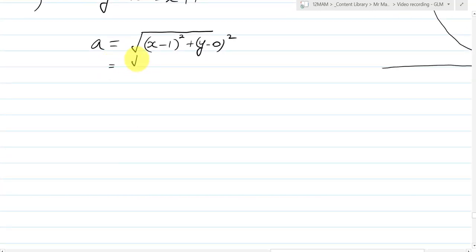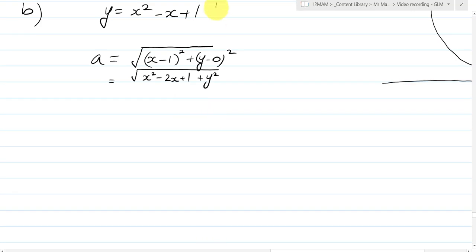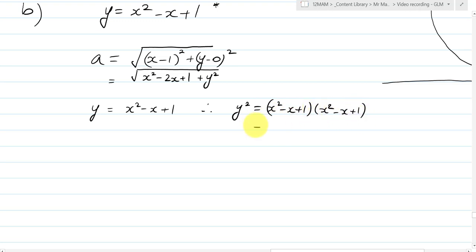And this is equal to the square root of, I'm going to expand, x squared minus 2x plus 1 plus y squared. And now I'm going to go back up to the other relationship and make the statement, well, we know that y is equal to x squared minus x plus 1. And therefore y squared is equal to x squared minus x plus 1 times x squared minus x plus 1. And I can expand and solve this and then put it in.